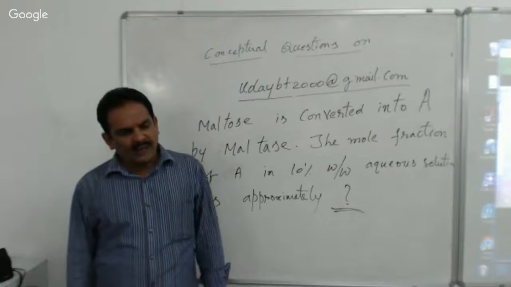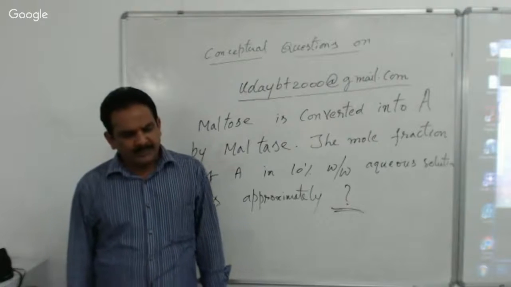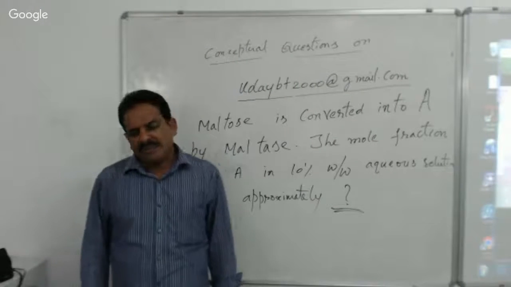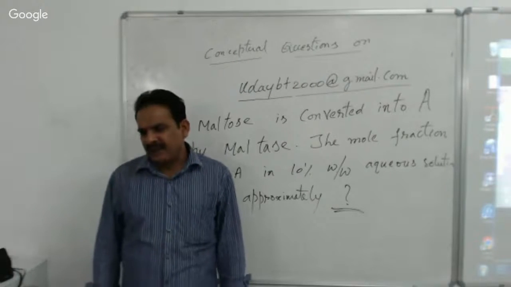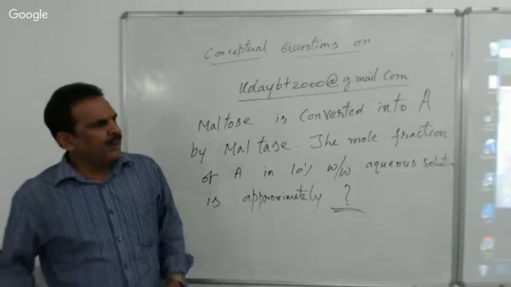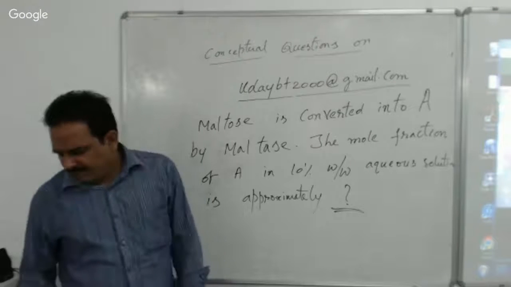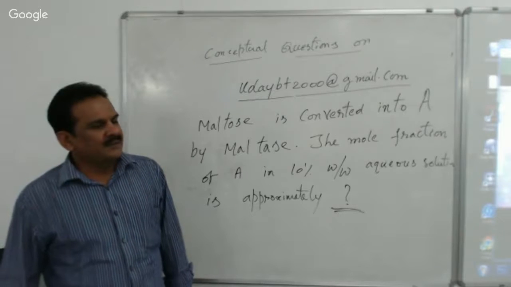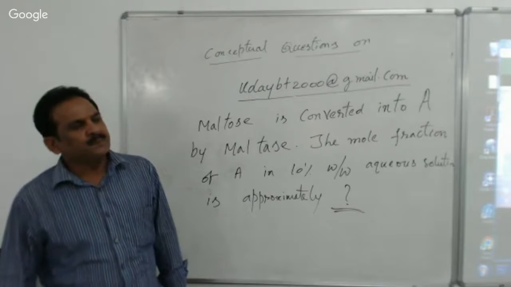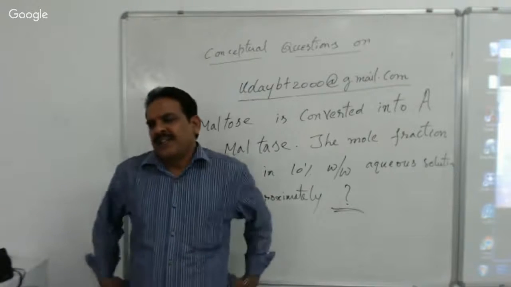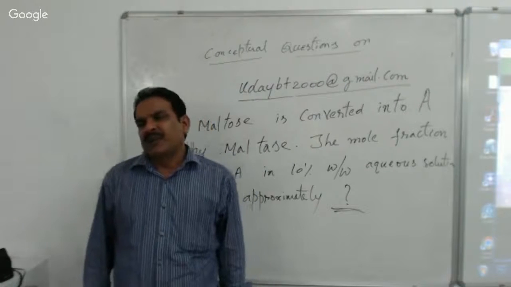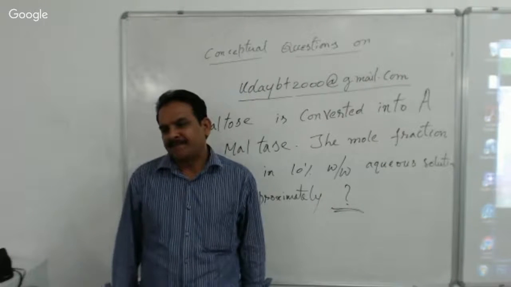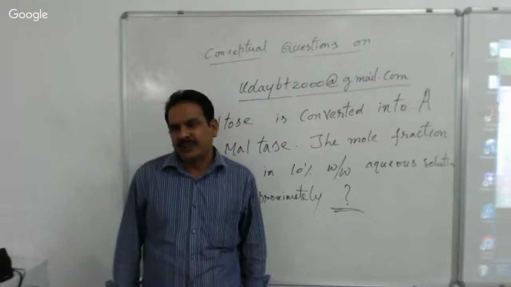Molarity, mole fraction, mass percent, and then ppm, parts per million. There is one more term you can easily understand. If I say ppm, parts per million, then what would parts per billion be? If it is 10 power 6, it is parts per million. And what about parts per billion? 10 power 9 is parts per billion.